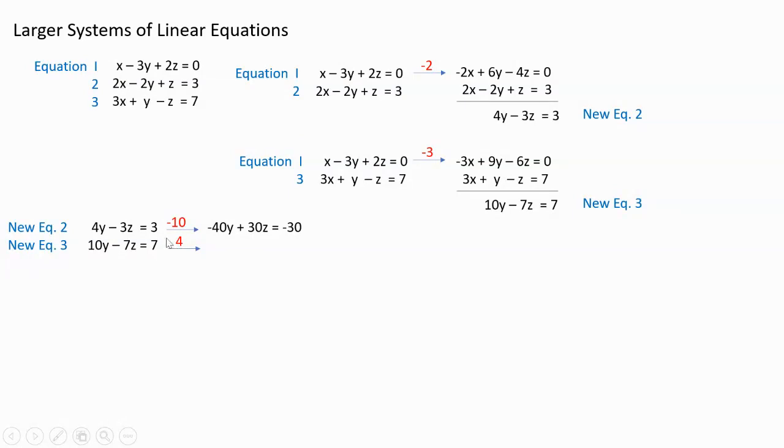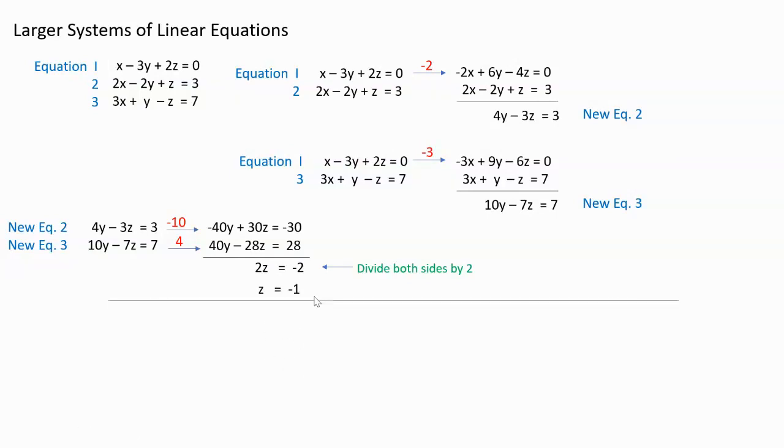In the same fashion, we multiply 4 times every term. So it's going to give us 40y minus 28z equals 28. The y's were eliminated, so we're going to get 2z equals negative 2. So we divide both sides by negative 2. So we got z equals negative 1. Now I'm going to back substitute. In other words, I'm going to go back to either equation 3 or 2 and plug in negative 1 for z. Here I chose the new equation 2.